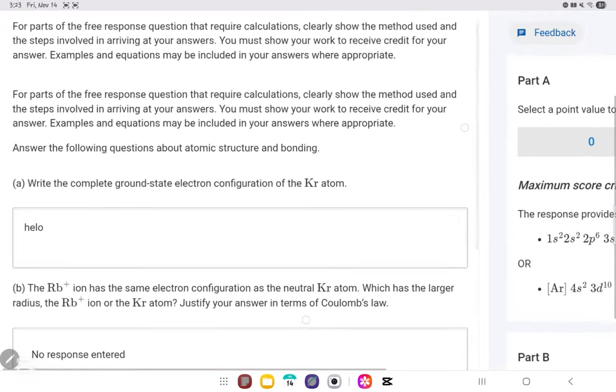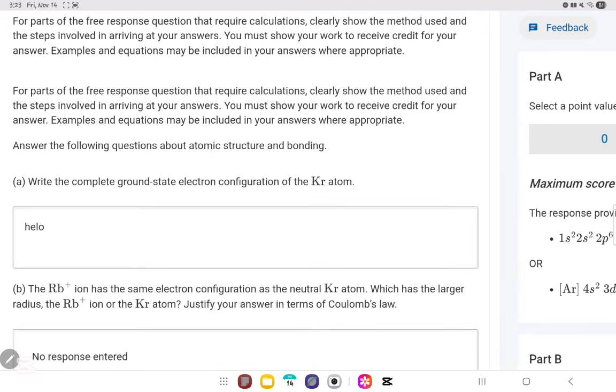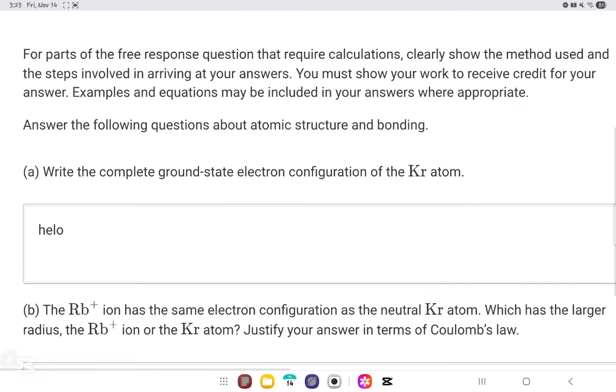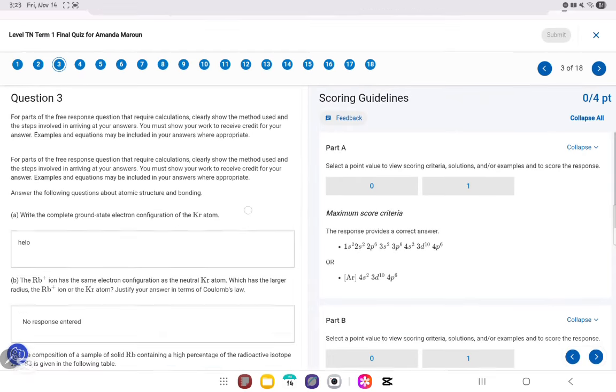Now, usually you've got to read the question for chemistry, okay, before answering. So write the complete ground state. Ground state means it's not excited. Electron configuration of the Kr atom. Kr, let us go to the periodic table.